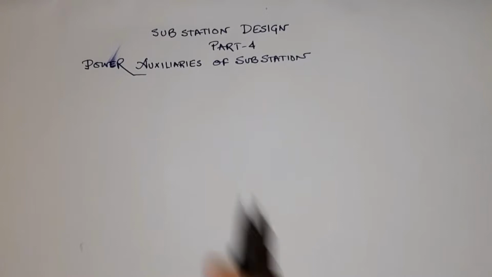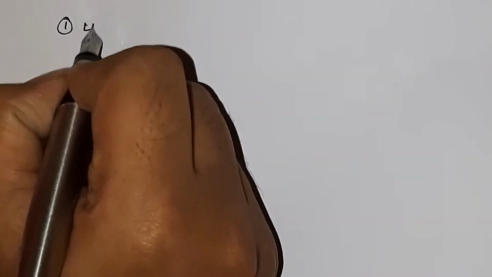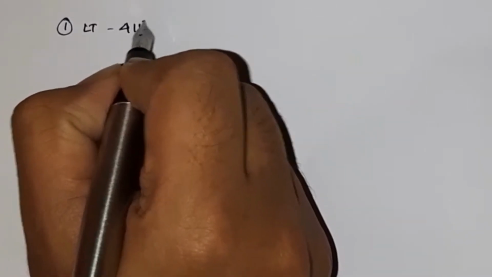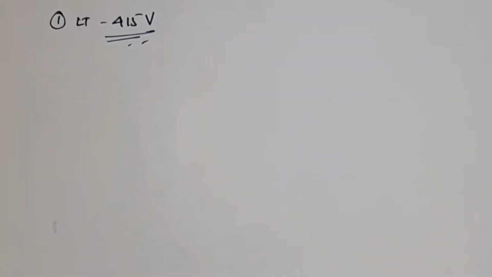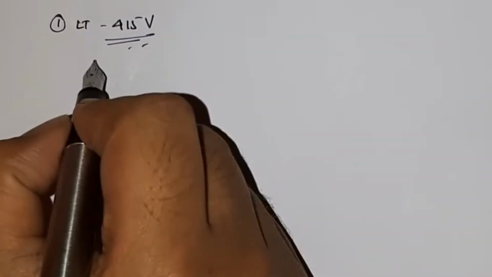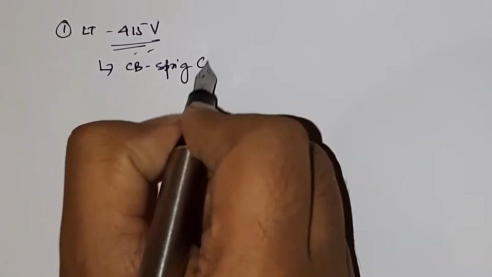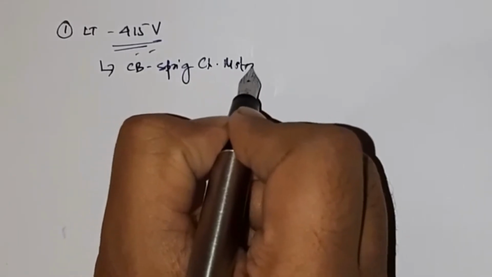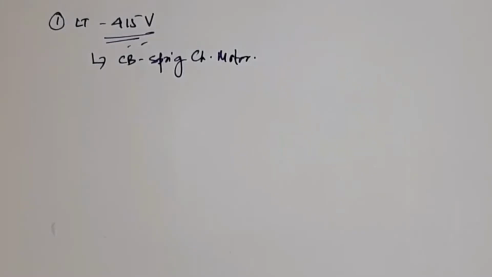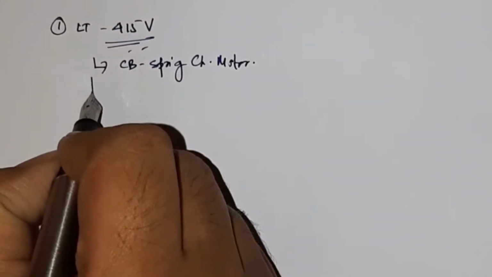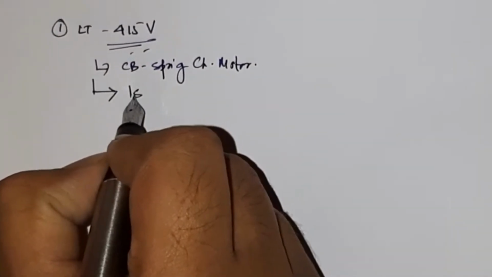So the first type of power supply which will be needed is the 415 volt LT power supply. Now why is it required? It is required for several reasons. Number one is the circuit breaker spring charging motor. Every circuit breaker has a spring charging motor, generally fed from a single phase AC supply. So for the circuit breaker spring charging motor, you need to give an external supply to the motor.